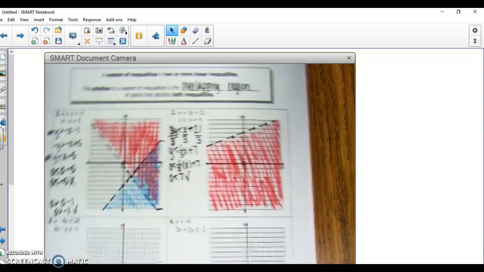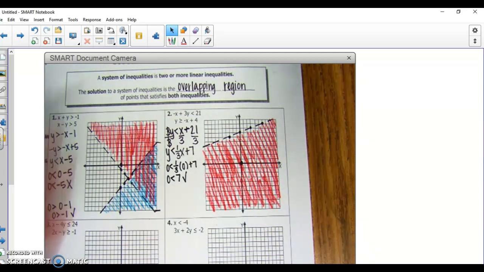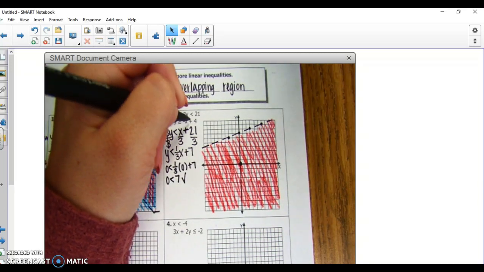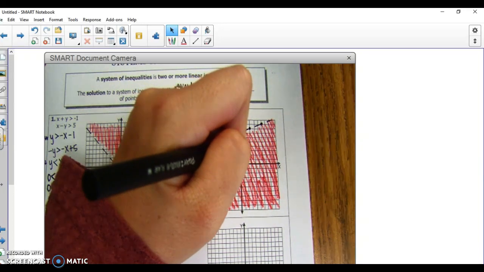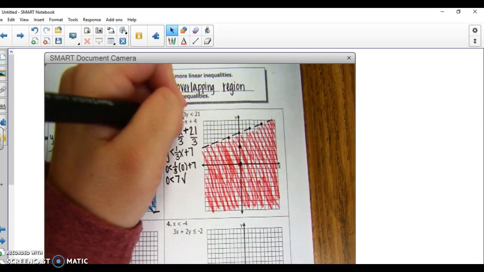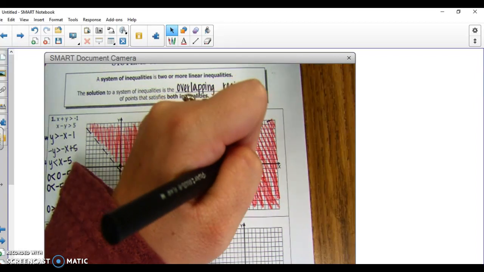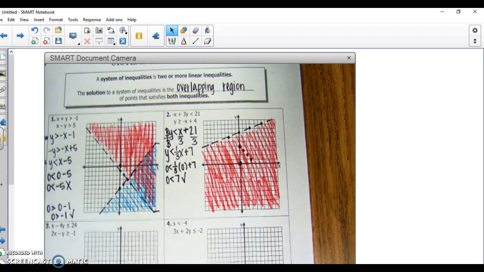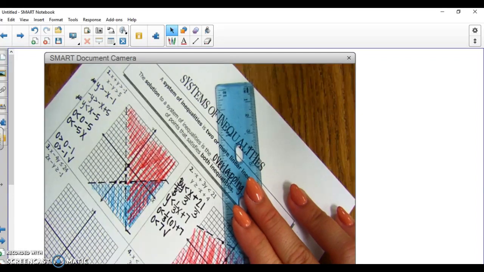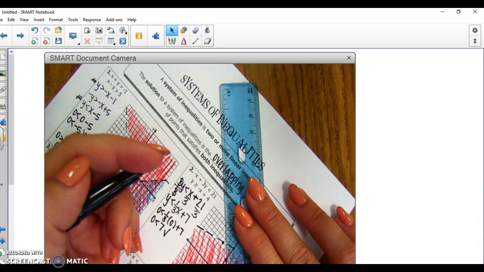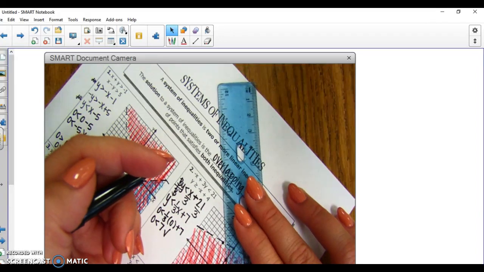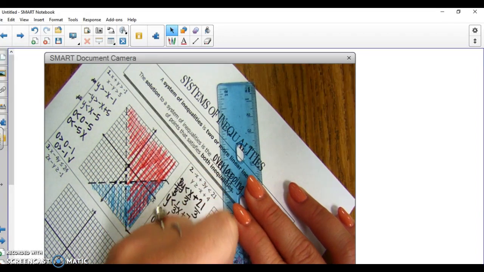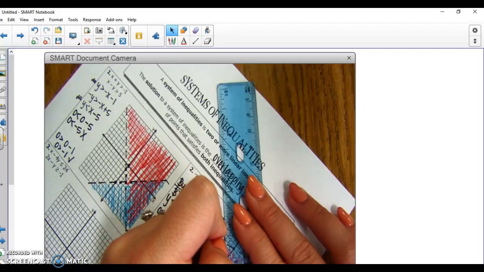Okay. So then I'm going to go to my second equation. So I have y is greater than or equal to negative x plus 4. So I'm going to start at 4, make a point. Then I'm going to go down 1 and over 1, down 1 and over 1. And this time I have a greater than or equal to, so I'm going to have a solid line. Okay, so there's my solid line.